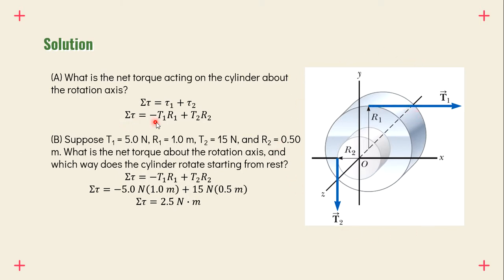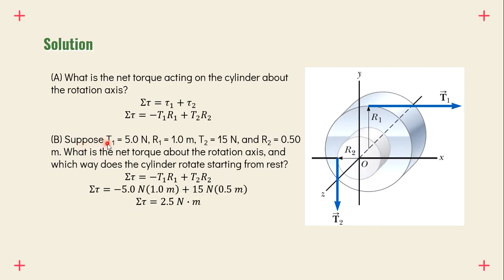Okay, so that gives us negative T1 R1 plus, how about the other force? This one, using the right hand rule again, you can see that this force causes the body to rotate in a counterclockwise manner. So like this. We have negative T1 R1 plus T2 R2. So that is our equation for the net torque.